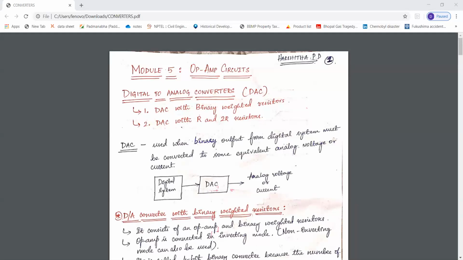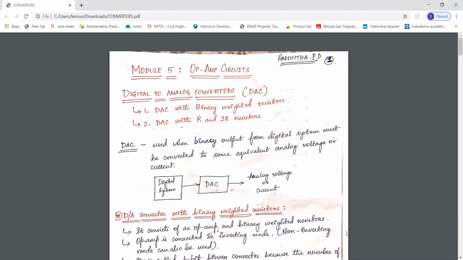astable multivibrators to study. So for this module, we are supposed to refer to textbook 2, that is Opamps and Linear Integrated Circuits by Ramakant A. Gayakwad. So let's start off.